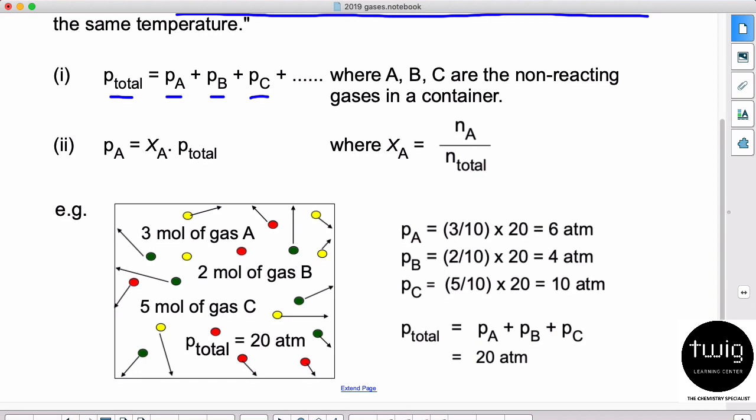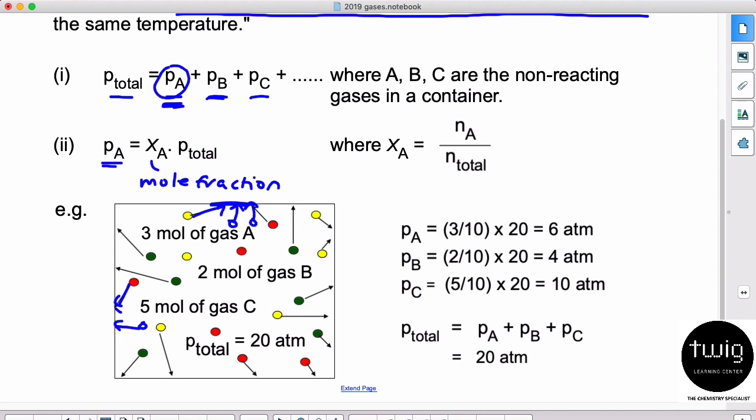So what's the partial pressure of A? Partial pressure of A is gas A bouncing off the walls of the container. When gas A bounces off the walls, it constitutes a pressure at the walls. So this is the pressure due to gas A. Then gas B bouncing off the walls gives rise to pressure due to gas B. You add up all the pressures, that's the total pressure. Make sense? And for the partial pressure, there's a formula you need to learn. The partial pressure of an individual gas is the mole fraction times the total pressure.